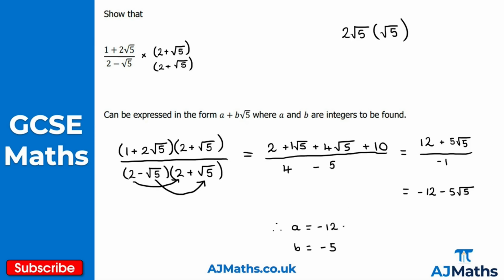So b is minus 5. And there we have it. That's our solution to that question. And that brings us to the end of this video on exam revision for Surds.